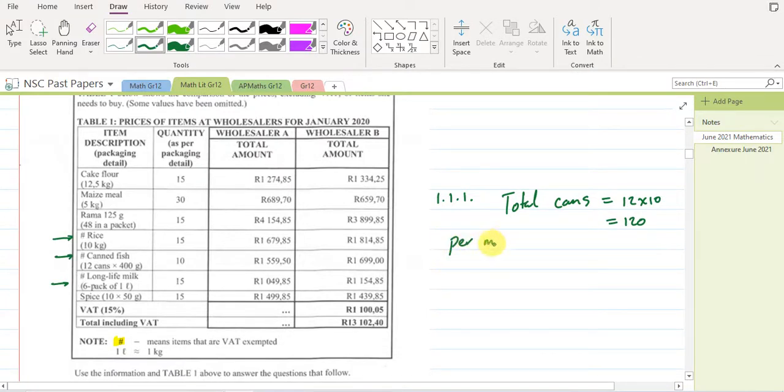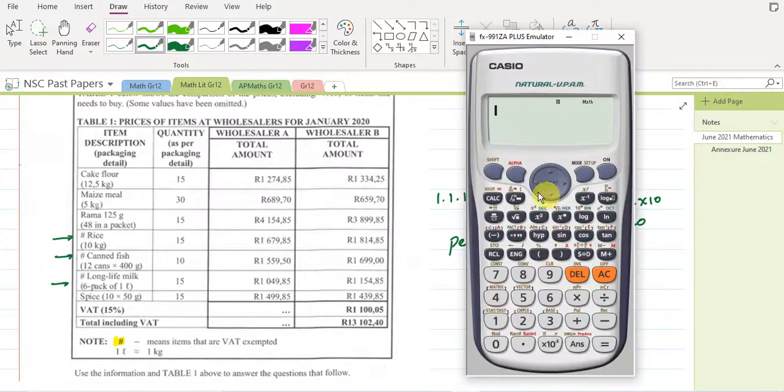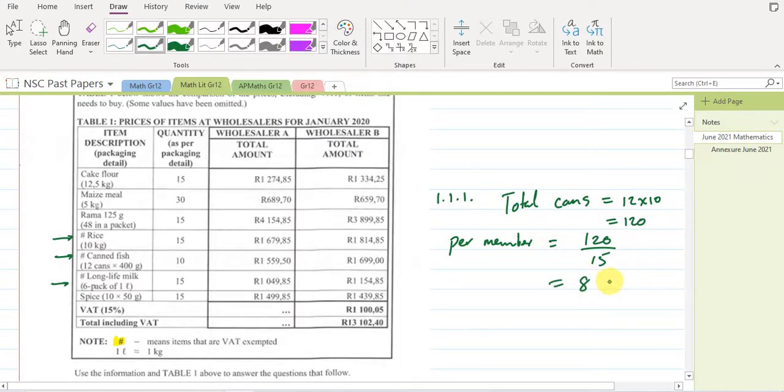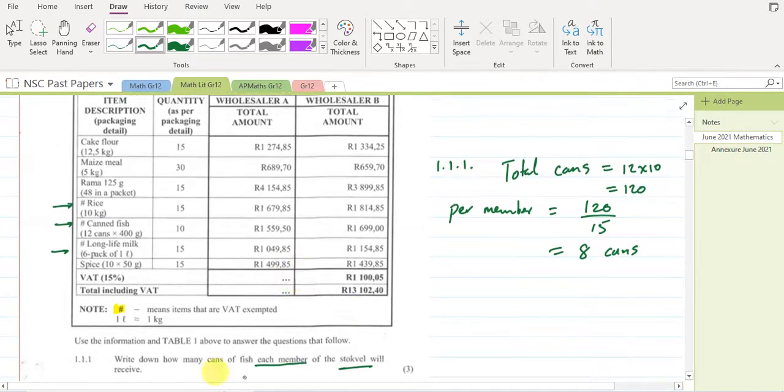So per member, each member should receive 120 cans in total divided by 15. So if you say 120 divided by 15, let's use a calculator. 120 over 15. Okay, so we're getting exactly 8 cans. So each member of the stock fair will receive 8 cans each, right? So per member 8 cans.